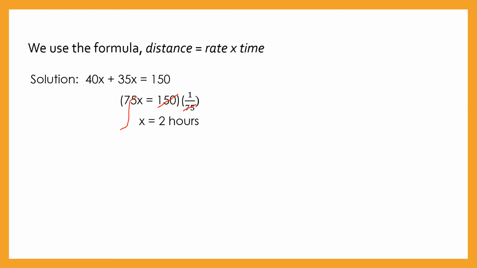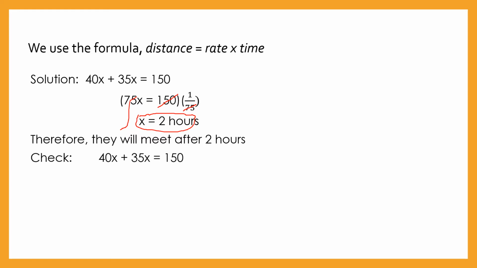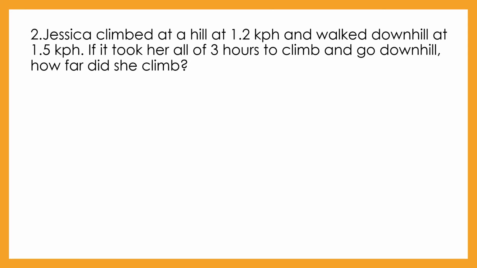So, that's why 2 hours ang sagot natin, no? Within 2 hours, magkikita na si Romeo at si Juliet. Yes, so they meet after 2 hours. Check natin yan: 40x plus 35x, of course, you can use 40 times 2 plus 35 times 2. That is 80 plus 70 is equals to 150. So 150 is equals to 150. Check. Okay? Tama. Alright. So let's move on now to the second example of our motion problem.